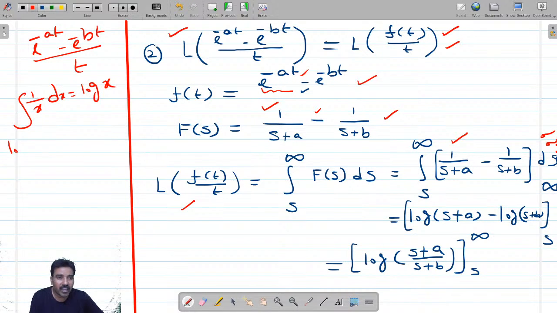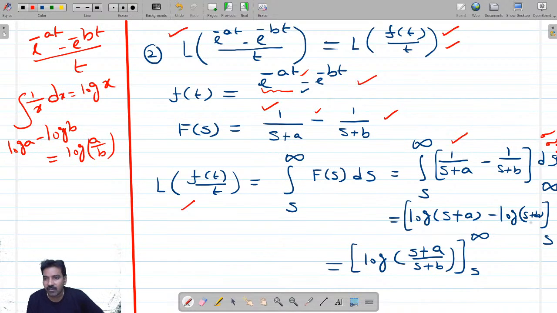Log a minus log b is nothing but log of a by b. So here take a as s plus a and b as s plus b. You will get this.